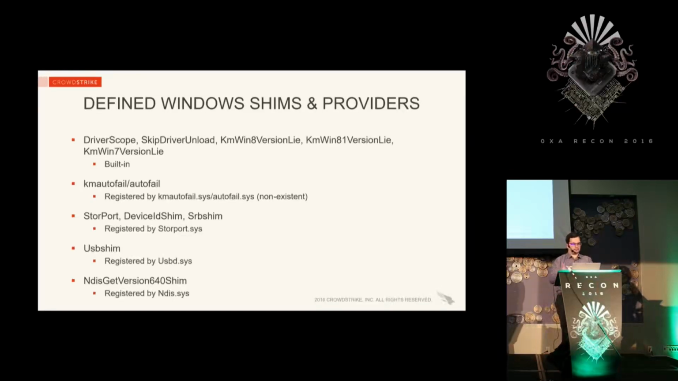Then storeport, device ID shim, and SRB shim are registered by storeport.sys, which is the Windows storage driver. USB shim is registered by usbd.sys, which is the generic library that all USB devices use. And ndis get version 640 shim is registered by ndis, which is the network driver. A lot of drivers try to check which version of ndis they're on. So I'm guessing just like the version lie, this allows ndis to lie to that driver and say, no, I'm not ndis 6.6, I'm ndis 6.4.